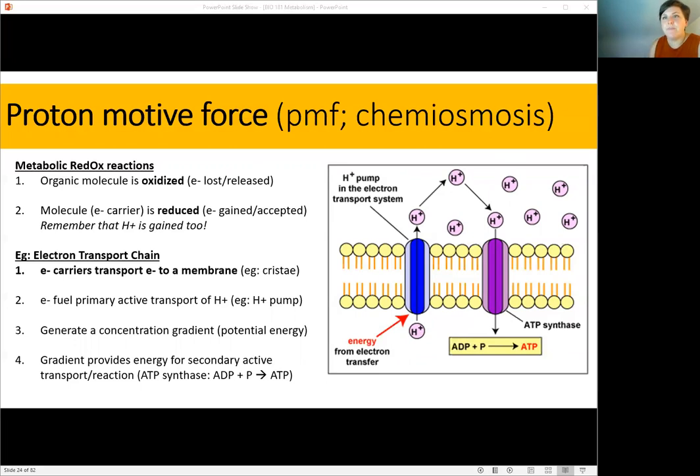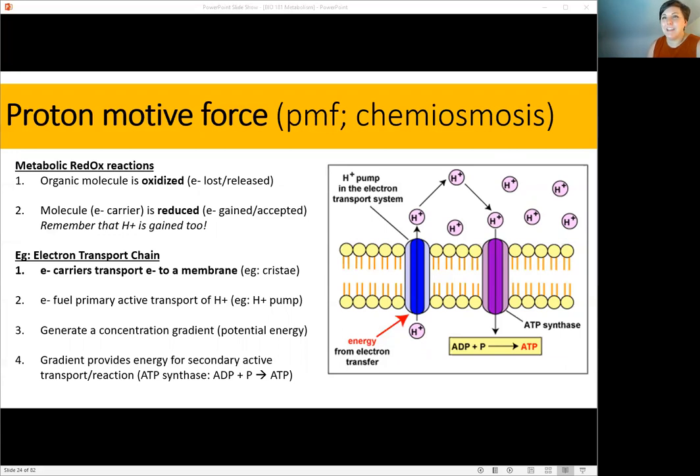or PMF. The electron transport chain, which is the terminal step of cellular respiration, is a great example of a proton motive force being established as a result of redox reactions. Throughout cellular respiration, glucose is oxidized, releasing electrons from its bonds being broken. These electrons are picked up by electron carriers, such as NAD and FAD, along with corresponding hydrogen ions. These carriers carry the electrons and hydrogens to a membrane, such as the crista of mitochondria.